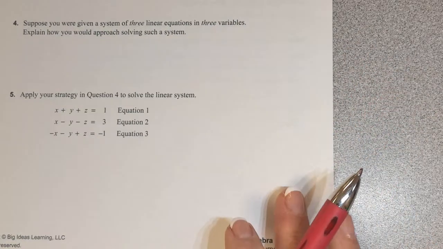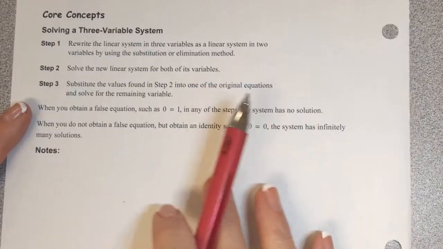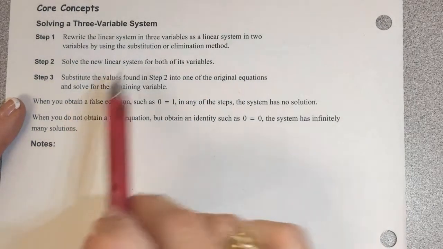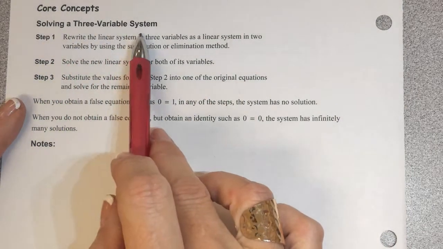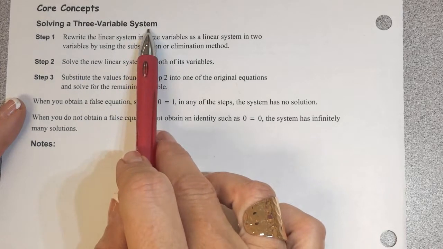All right, so now we're going to go to our extra practice. Let's look at page 20 down here at the bottom. I don't think we need the vocab on this. So to solve a 3-variable system, that's our goal for today. This is new. You've done the 2, but not the 3 variables.